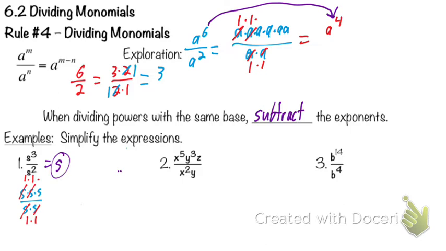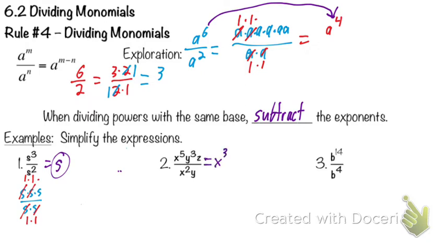Alrighty. Let's look at number 2. X to the 5th, y to the 3rd, z over x squared y. Ooh, what do we think we might do here? Okay, subtract what? The common ones. So are we going to do the x to the 5th and subtract it with the y to the 1st? No, because it's not the same variable. We're going to do the x with the x. So we end up with what minus what for the x's? 5 minus 2, so we get x to the 3rd.